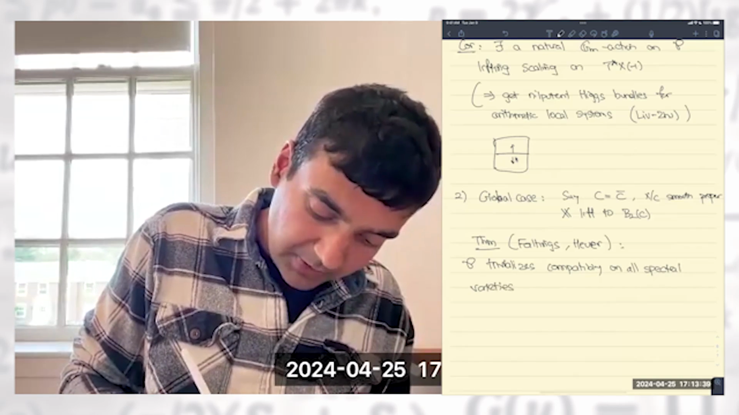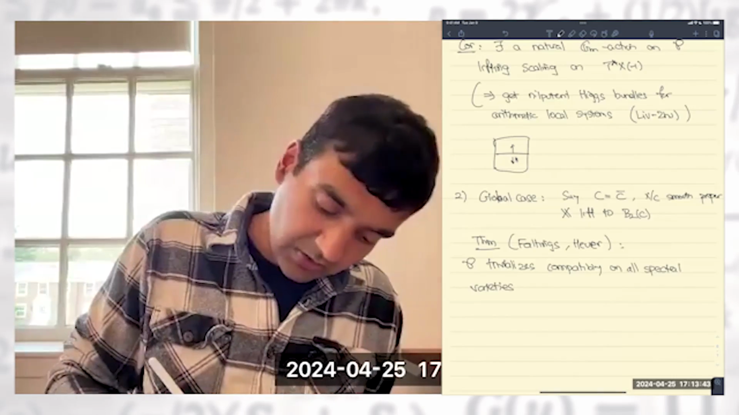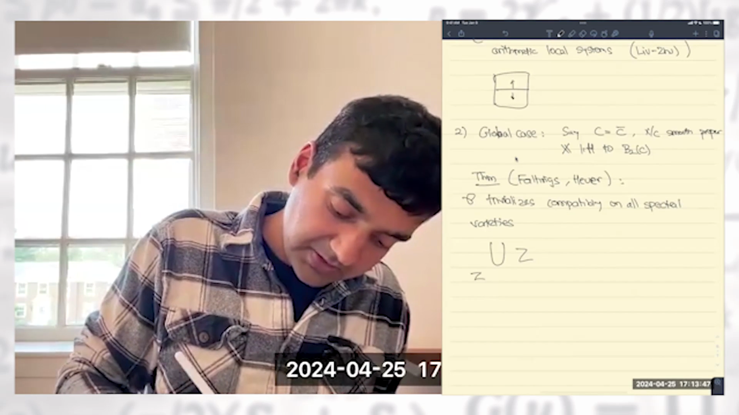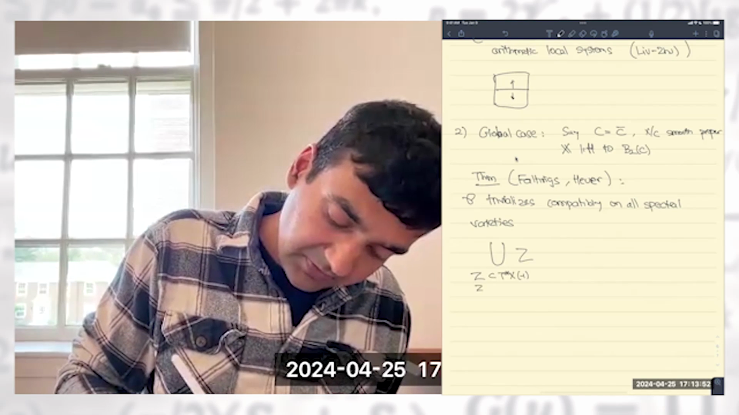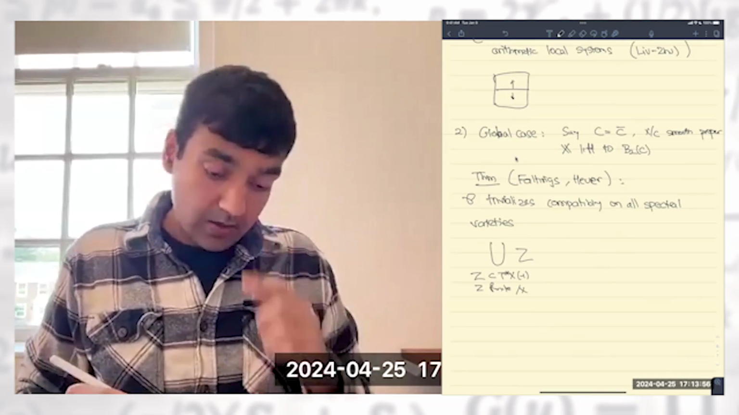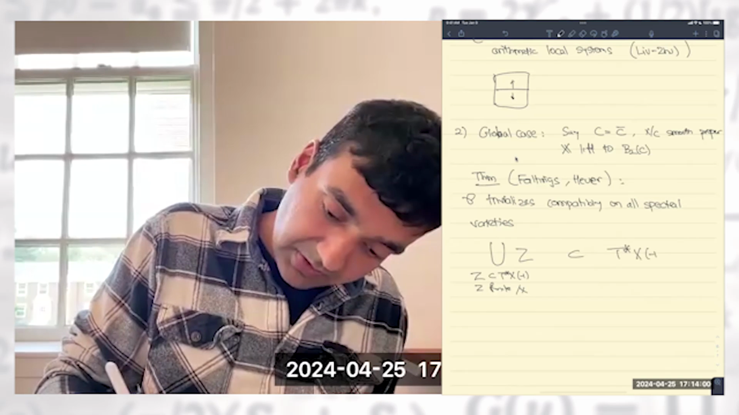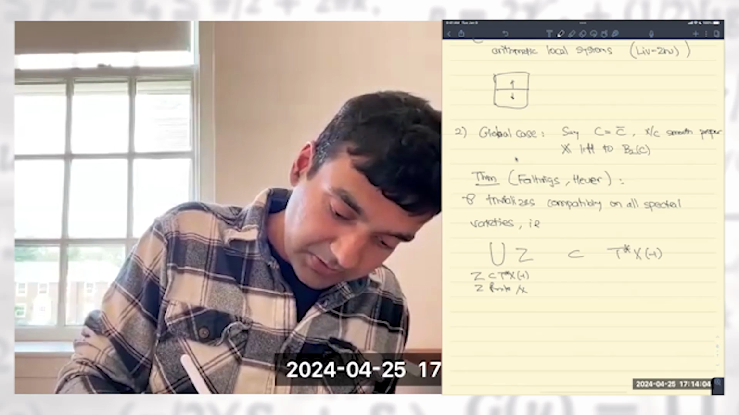The support of a Higgs bundle is some closed subset of the cotangent bundle, which is finite over the base. You can look at the union of all such subsets. So let's look at the union over all Z of Z inside T star X minus 1, Z finite over X. And the statement is, if you think about this as sitting inside T star X minus 1, this gerbe P trivializes over this locus.